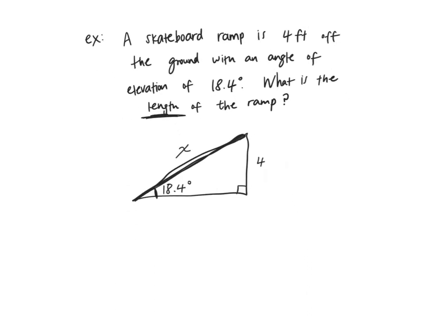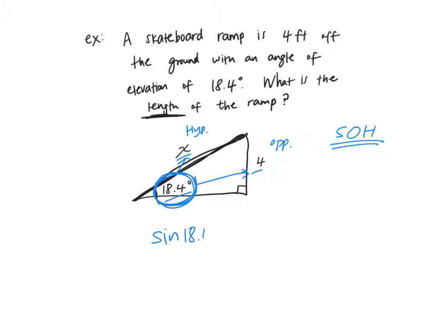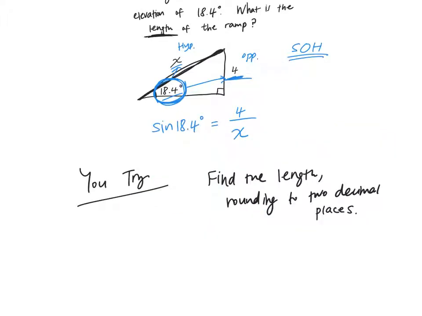We'll call it x. So notice that we have 3 parts to this right triangle, and how can we relate them? Let's take a look. Standing at this angle, we have the opposite and the hypotenuse. So when you have opposite and hypotenuse, that's going to be the sine relationship. So sine theta, but in this case that theta angle is 18.4 degrees, is equal to opposite over hypotenuse. Okay, go ahead and try this problem.